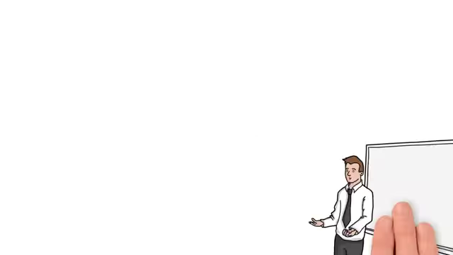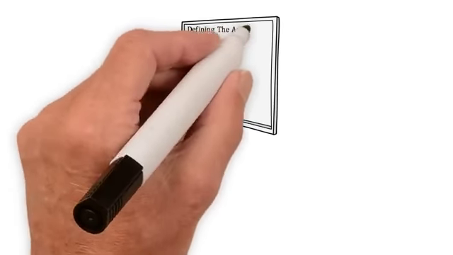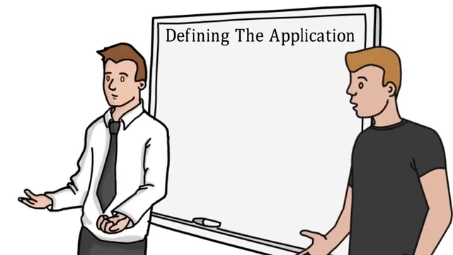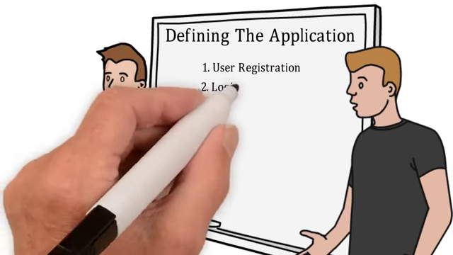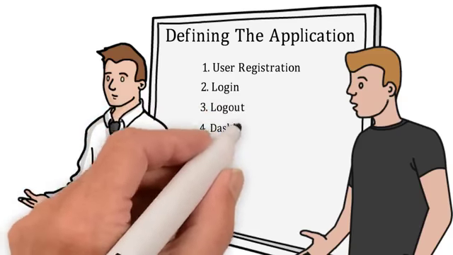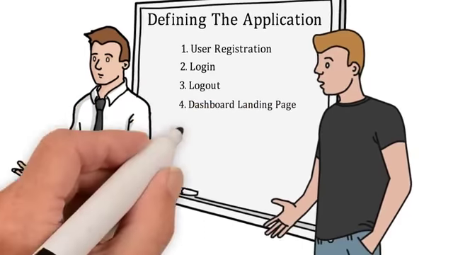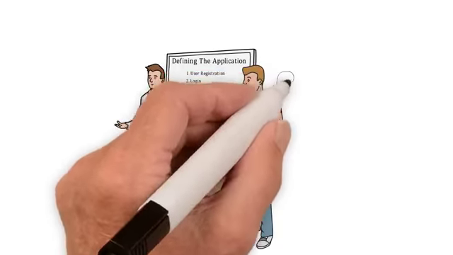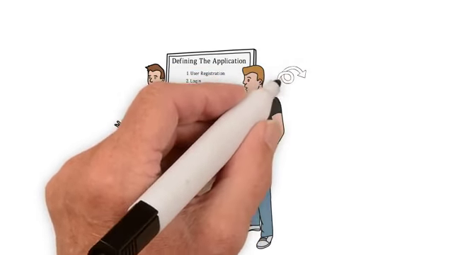Together, the customer and the product owner will outline the requirements of the application. Let's imagine that the requirements that they've both agreed upon are as follows. 1. User registration. 2. Login. 3. Logout. 4. The dashboard landing page. And so on and so forth. Throughout this course, we'll be running multiple iterations of the SDLC, to which new requirements and new features will be added.